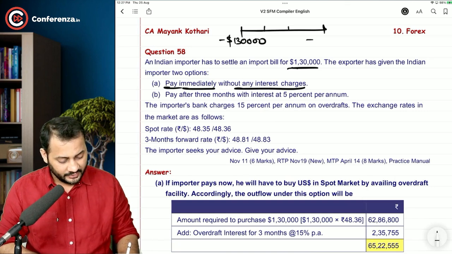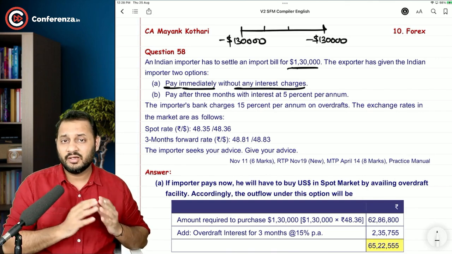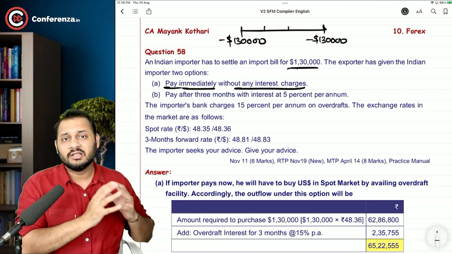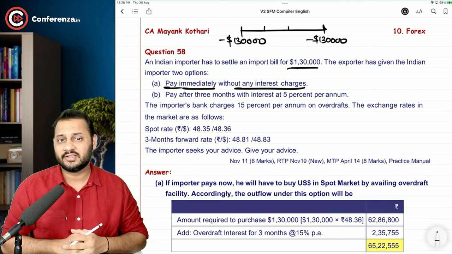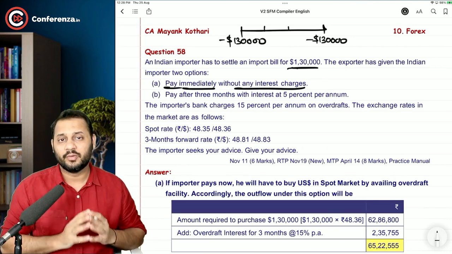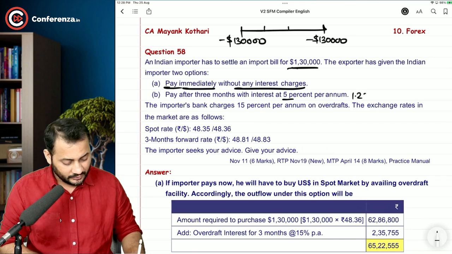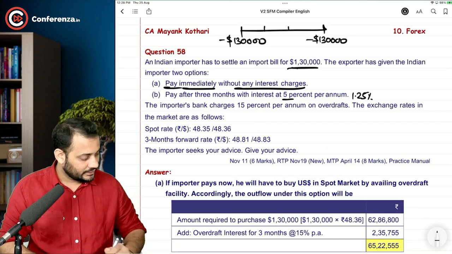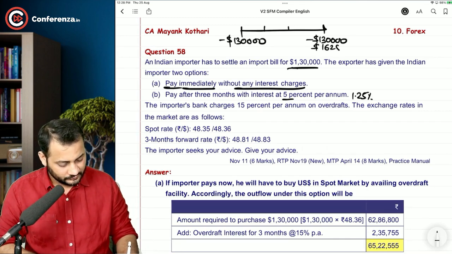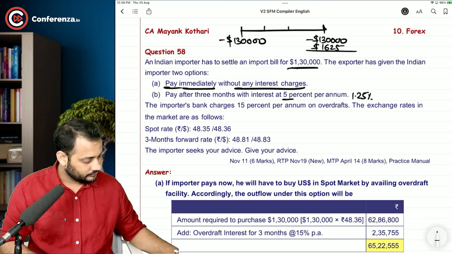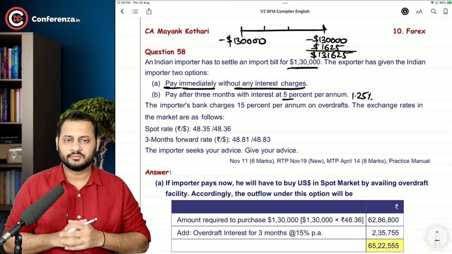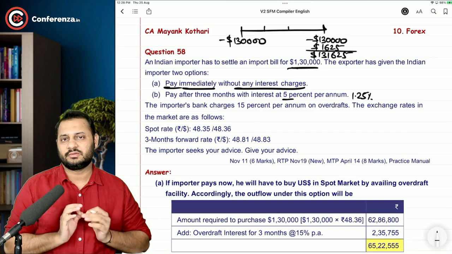So we can make this payment after 3 months also. But at that time we will have to pay a little higher, because we are delaying or lagging the payables, the supplier is charging us 5% directly on the invoice value, and that too per annum. 5% per annum means 1.25% for 3 months. Let's calculate. That's $1625. So in total we will have to pay $1,31,625 at the end of 3 months.